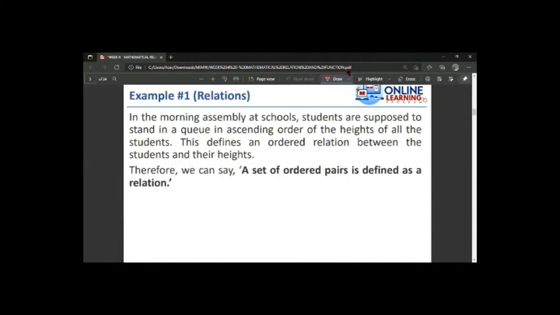Okay? Between students and heights. So yung first set is students, yung second set is height. So let's say that set S is the name of the students or the student itself. For example, si Josh, si Kai, tsaka si Yumi. So these are the name of the students that belongs to set S.